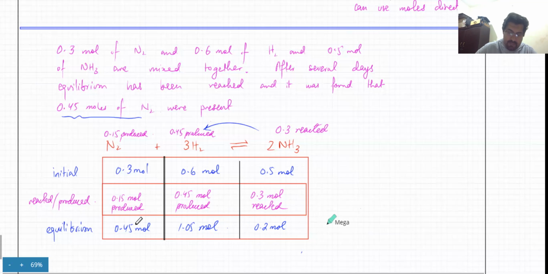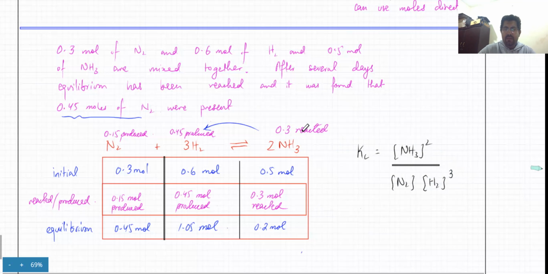And the next part would be to figure out Kc. The expression for Kc first. Kc in this case would be NH3 concentration squared, divided by N2 concentration and H2 concentration cubed. So this is going to be the expression: NH3 squared divided by N2 concentration and H2 concentration cubed.